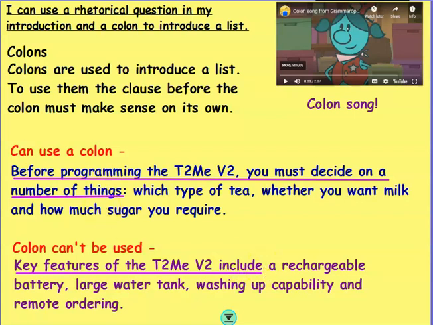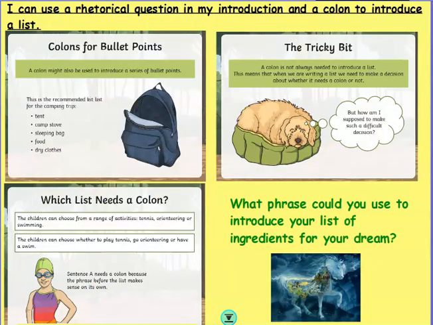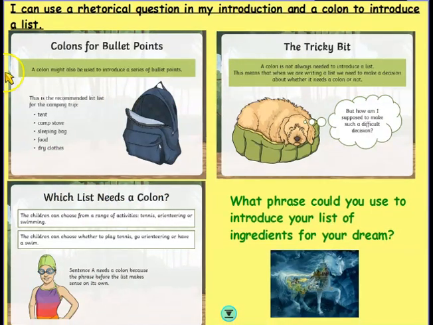Okay, so now we know how to use a colon, let's have a look at these few little examples. A colon might also be used to introduce a series of bullet points because that's still a list. So here we've got, this is the recommended kit list for the camping trip, colon. Tent, camp stove, sleeping bag, food, dry clothes. So if you want to use bullet points in your list today, you can still use a colon to introduce them. You just need to make sure that this bit makes sense by itself.